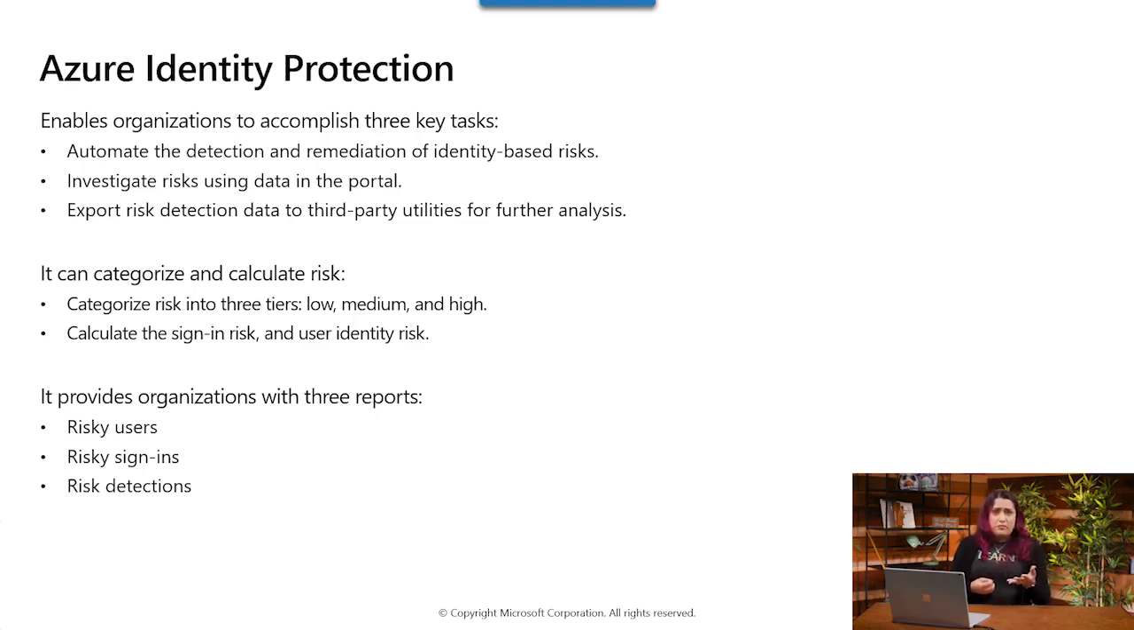Azure Identity Protection can also give you 3 different reports that are a really handy tool for your security team. You can pull a list of users who might put you at risk, any odd sign-in attempts, or just risks that were detected. Your security team can take these reports and determine if there's maybe a weak point in your security, or you can even investigate these alerts even more.